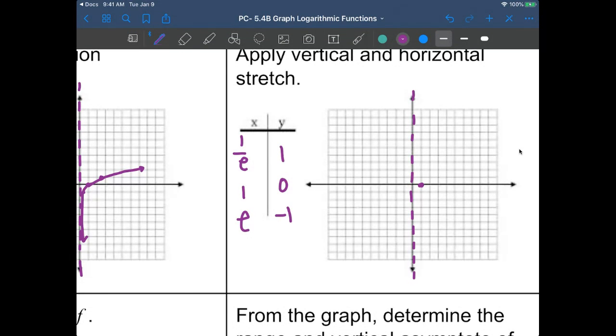At 1 over e, I'm now going to go up 1. And at e, which is 2.17, I'm going to go down 1. So you can see that we've vertically flipped. Ooh, that was really bad.